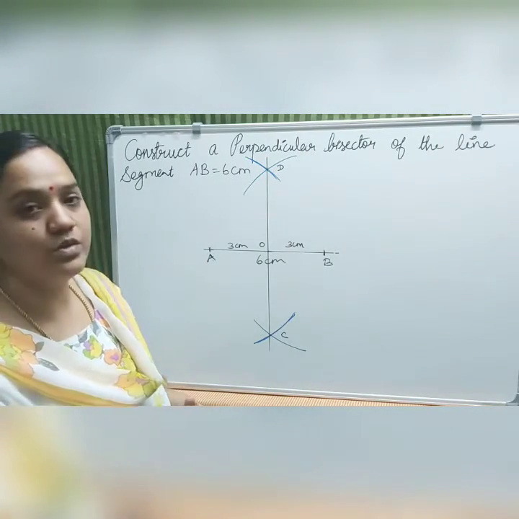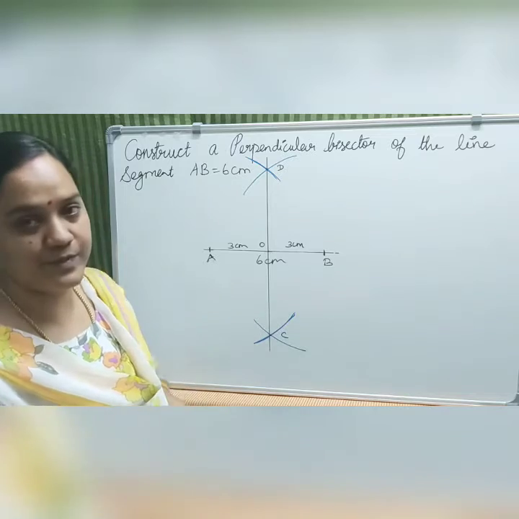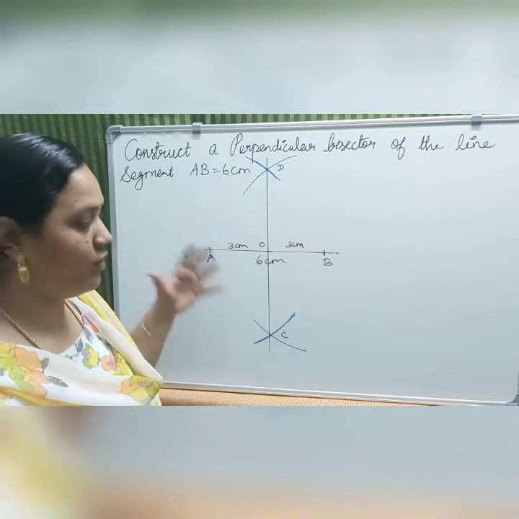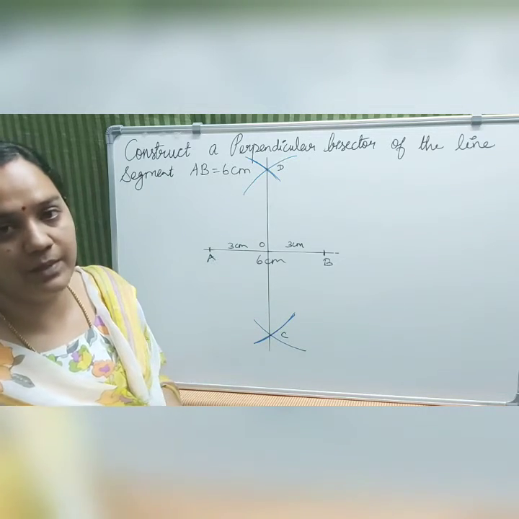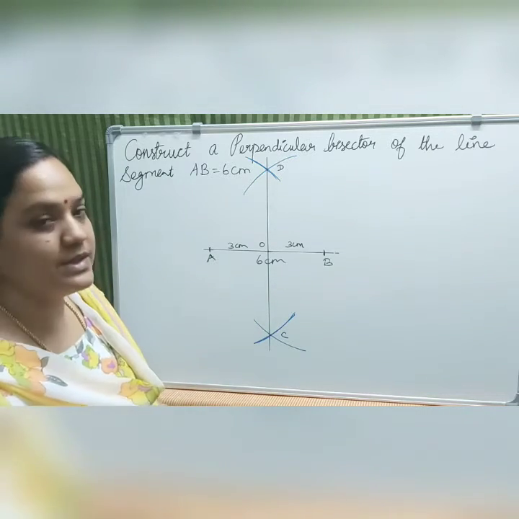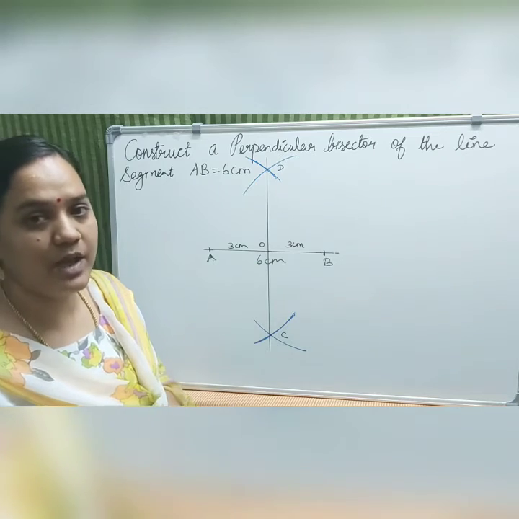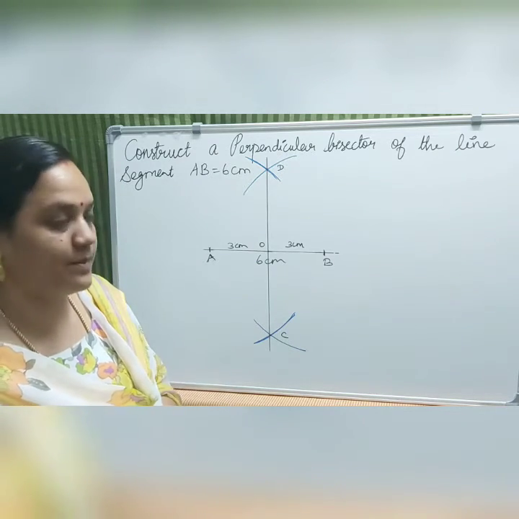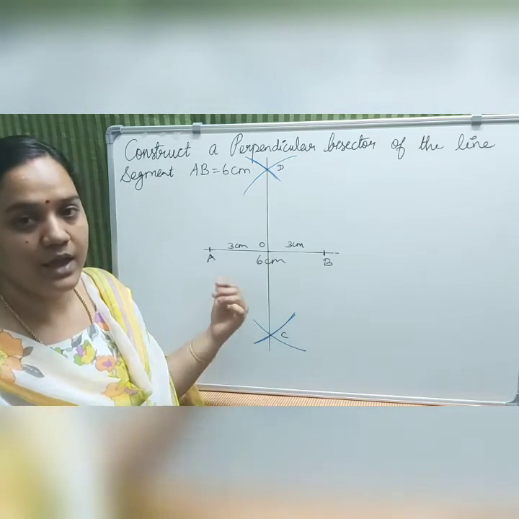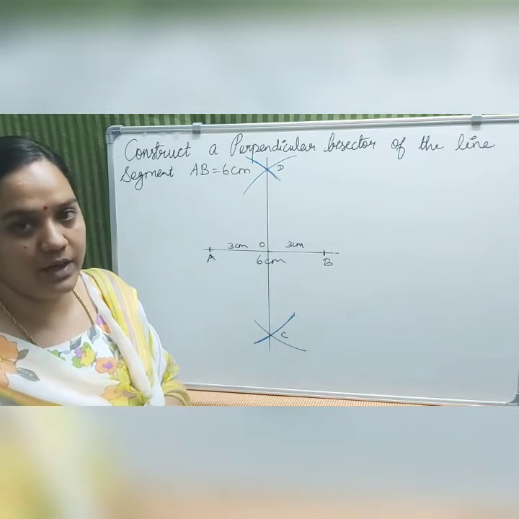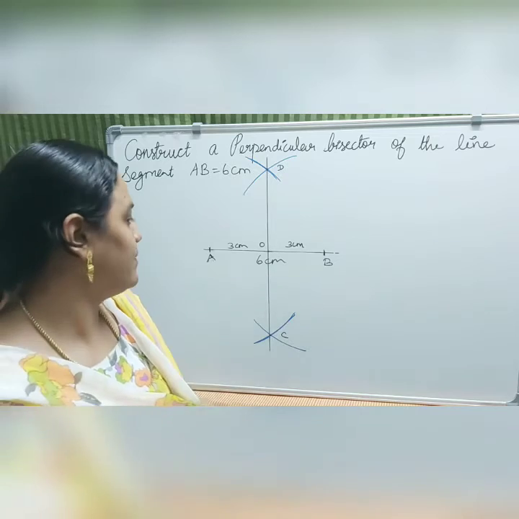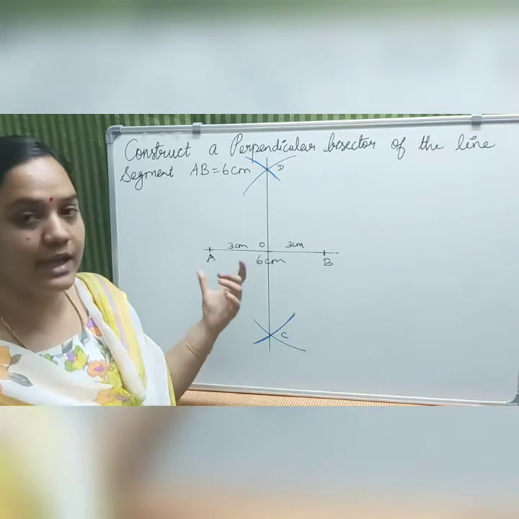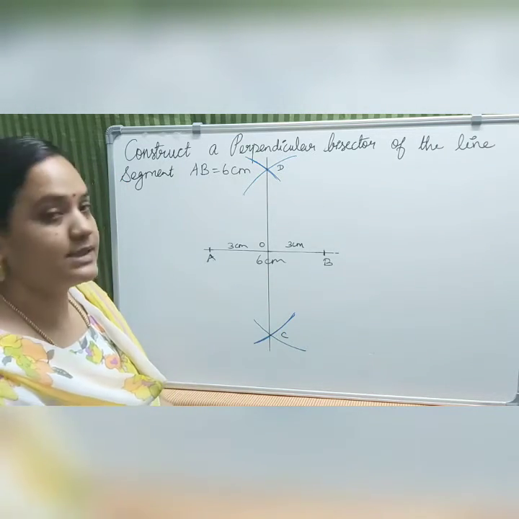Now I am going to explain the steps. What are all the steps we have followed for drawing this perpendicular bisector? So the first step is draw a line segment AB equal to 6 centimeter. That's what we have done previously.